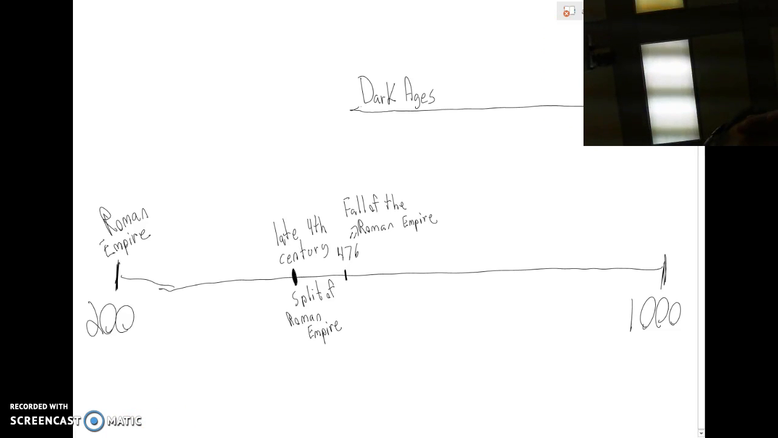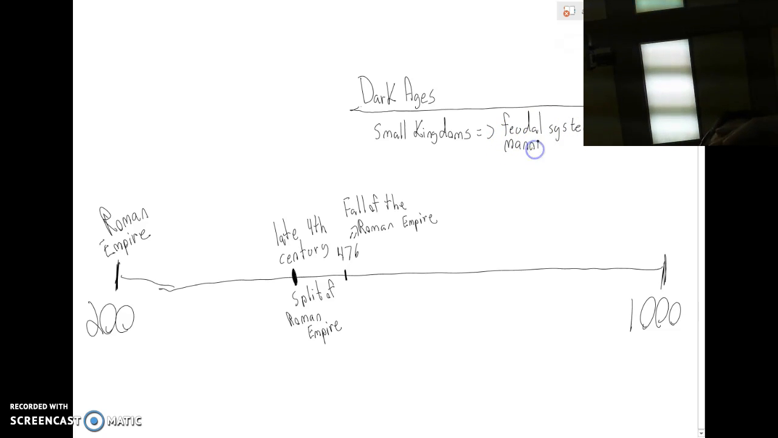But the Dark Ages mark a huge change in political structure in Europe. So we go from imperial Rome, which was a very centralized rule, to really political fragmentation. So we have the emergence of small kingdoms throughout Western Europe, and these small kingdoms didn't have the centralized control of the Roman Empire. They relied on what we can call the feudal system, or the manorial system.